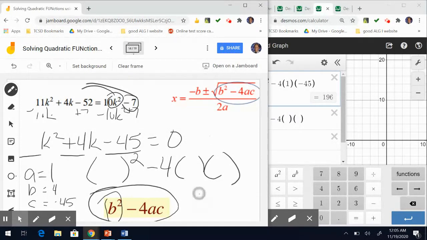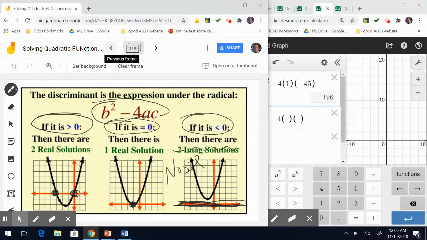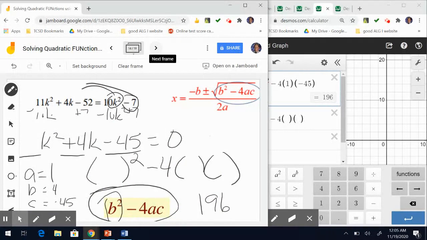196. Positive is key, because if you recall, if it's greater than 0, how many solutions are there? 2 solutions. And guess what? We got 2 solutions. They were 5 and I believe -9 or something like that. But we get 2 solutions. That's all it's telling me. It's not giving me the values, but I know if this discriminant's positive, I'm going to get 2 solutions.